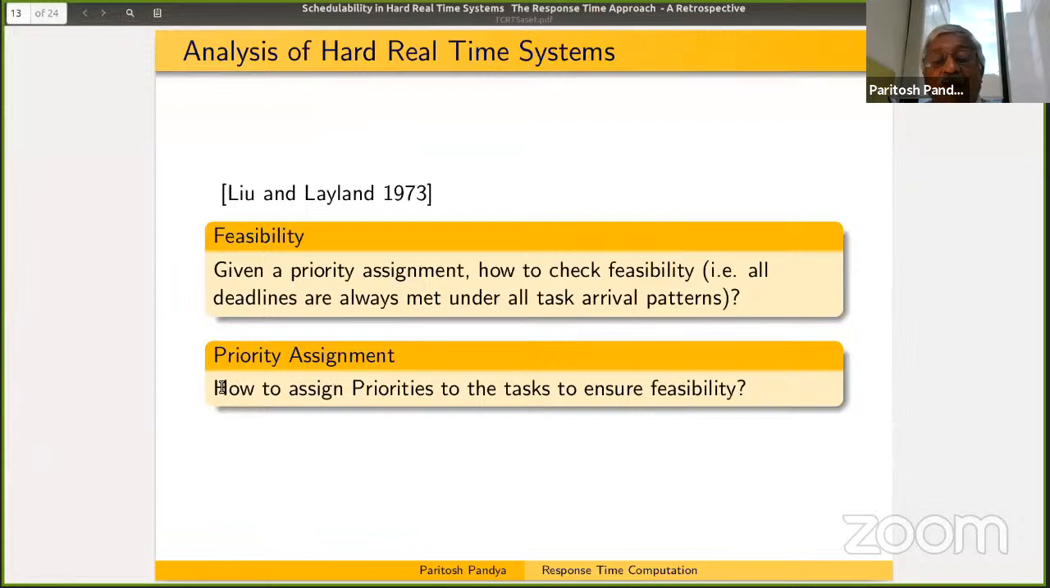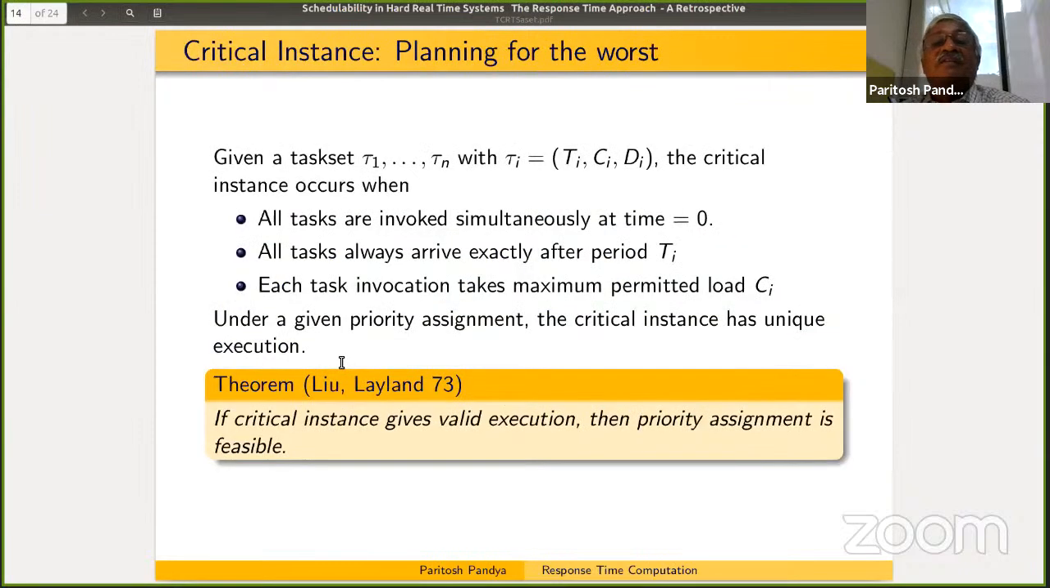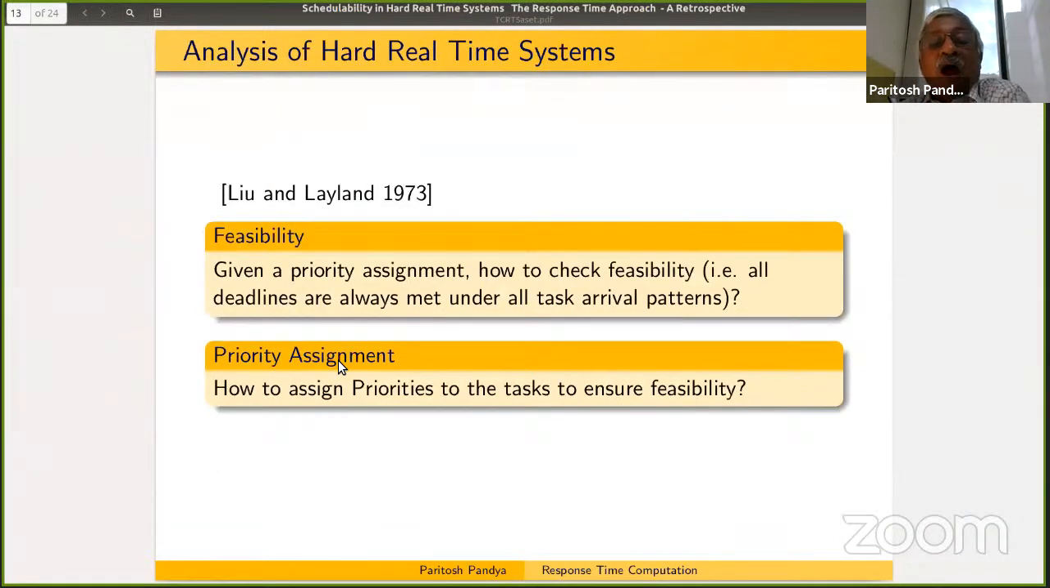And the second question they raised was, given a task set, how to assign priorities to tasks so that it ensures feasibility. This is called the priority assignment question. And these two questions are at the heart of analysis, which is done for much more complex models even today. How to assign priorities to tasks, because priority is a natural mechanism to schedule tasks. And of course, here we are talking about static priority scheduling. Each task is assigned a fixed priority at design time. We'll see some variations, but this is it. So how to analyze both feasibility and priority assignment?